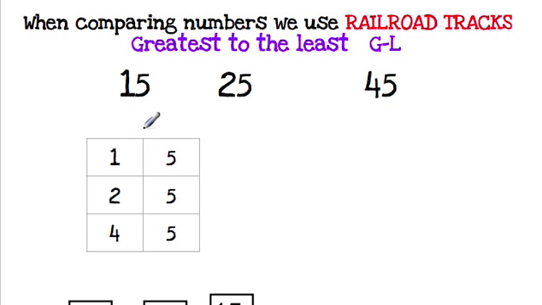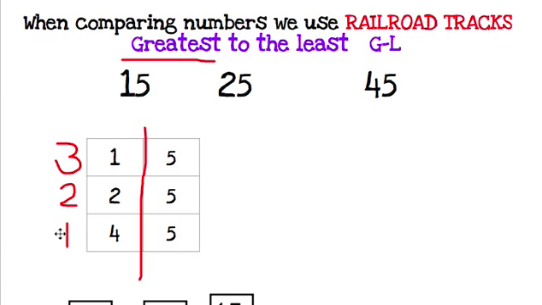Then I'm going to draw my railroad tracks. This helps me, so I'm just going to look at these first three numbers. Then I'm going to figure out, I'm going greatest to least, so I'm looking for the biggest number. So I ask myself, which one's bigger? 1, 2, or 4? 4 is my biggest number, so I'm going to put a number 1. Then I'm going to look at which of these two numbers are greater than. 2 is my next biggest number, and 1 is the least.